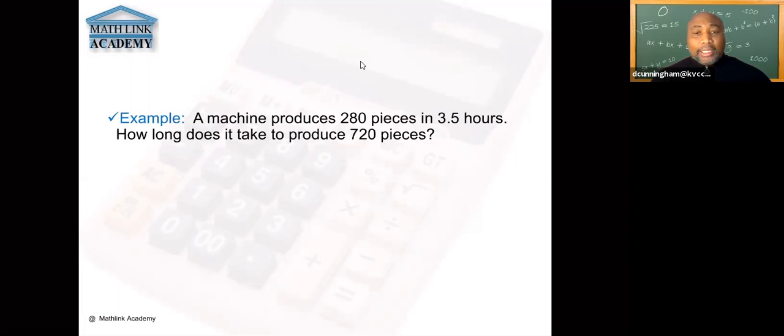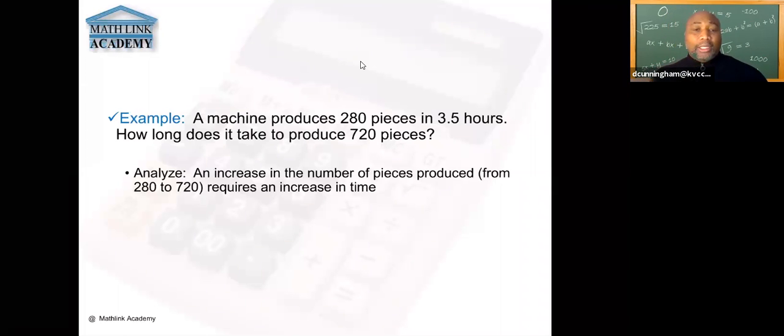What I mean by direct is I have a number of pieces within this certain time frame, and as I increase the number of pieces, my hours increase. So that's direct, because as I have more pieces, my hours increase. So how do we set that up? We analyze that an increase in the number of pieces produced requires an increase in time. So that's what we mean by same direction. One increases, the other increases.